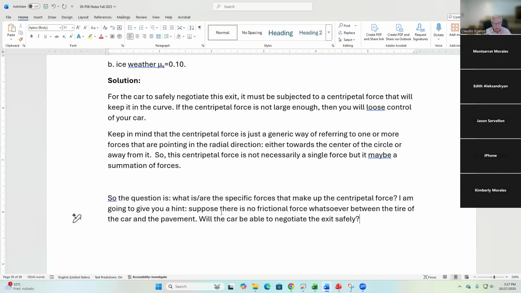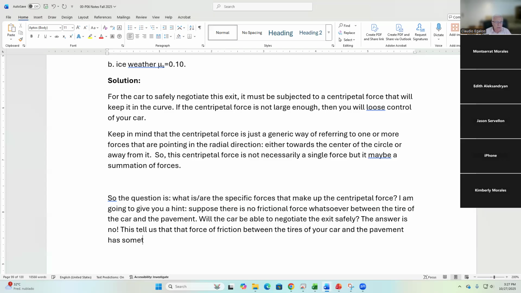So just from this story that I tell you, you should already be able to figure out what one of those centripetal forces is. The answer is no. The answer is no. This tells us that the force of friction between the tires of your car and the pavement has something to do with the centripetal force.